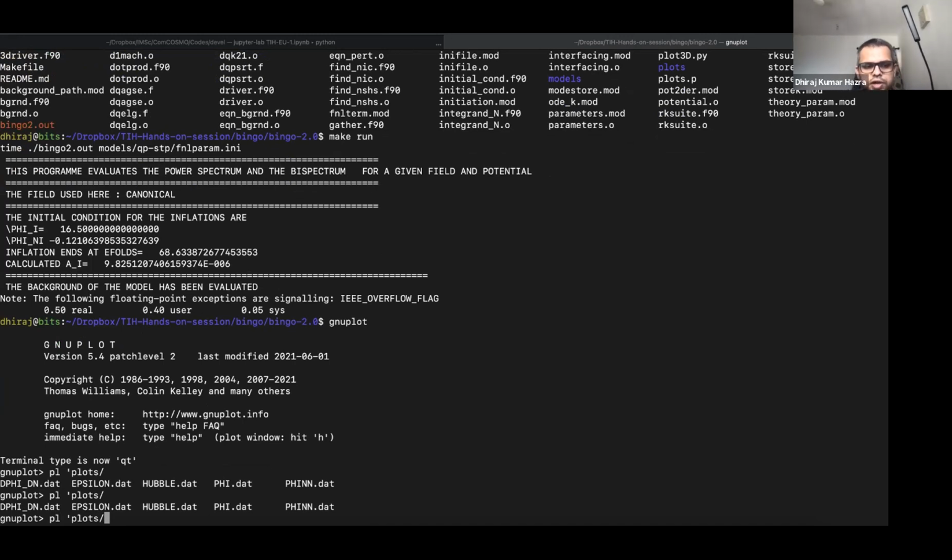Now in the plots folder, you will be able to see these files: dphi dn.dat, epsilon.dat, Hubble.dat, phi.dat, phi.nn.dat. Okay. Since everybody has been able to run it, let me just plot it. If even a single person has not been able to run it, please write here immediately so that I can locate the error and guide you appropriately.